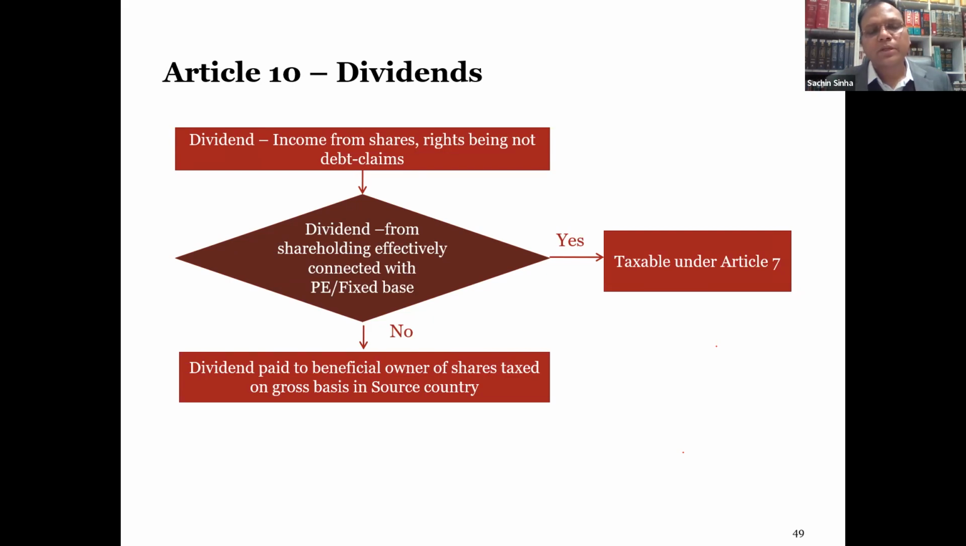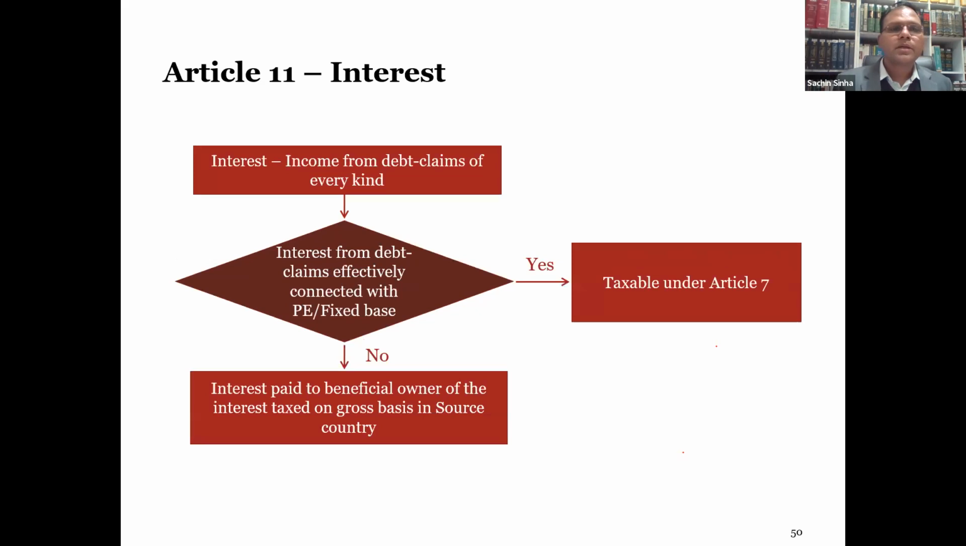If you are the beneficial owner, then it will be taxed under the source country. Otherwise, it will be taxed in the country of residence, where the receiver is resident. However, domestic law says if an Indian company is declaring the dividend, it will be taxed in India. So, of course, in this case, the DTA provision will apply.